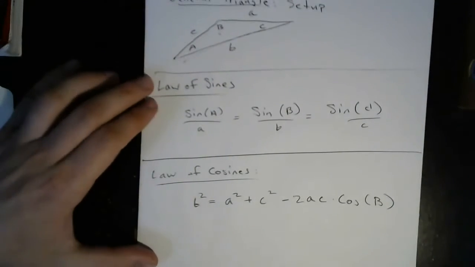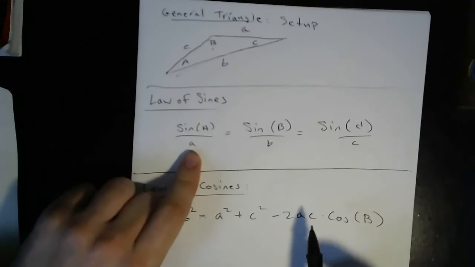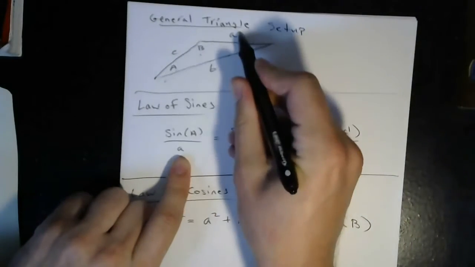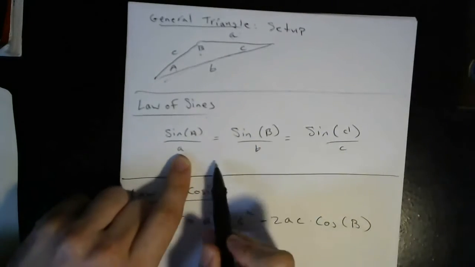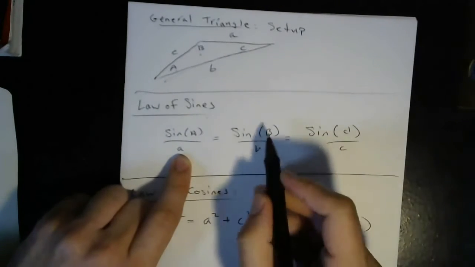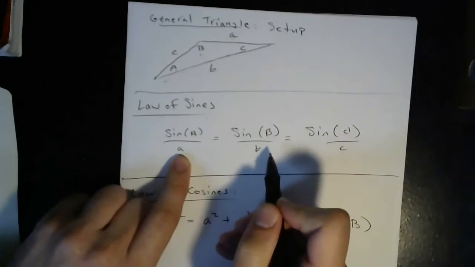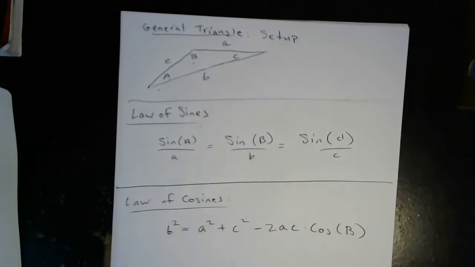that we can use. The first is called the law of sines, and the law of sines basically takes angle and side and pairs them in this fraction. If you do this, these will always be equal. So if you take sine of an angle and divide by that side length, this will be equal to any other angle and side length pair.